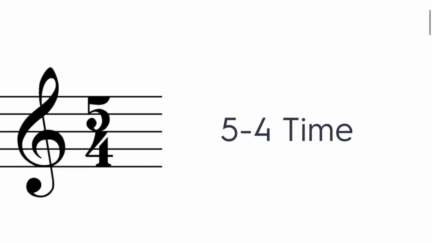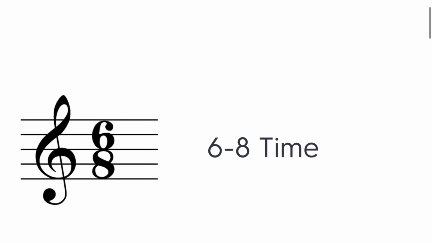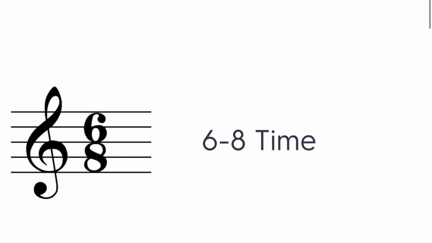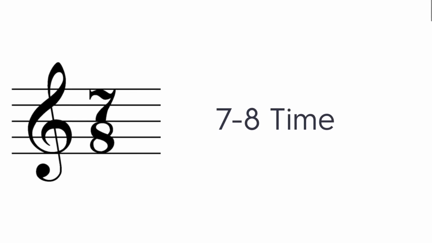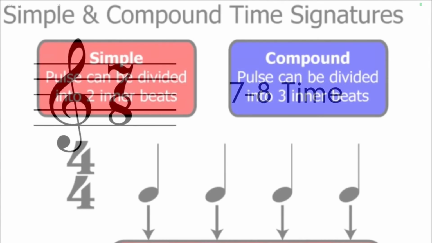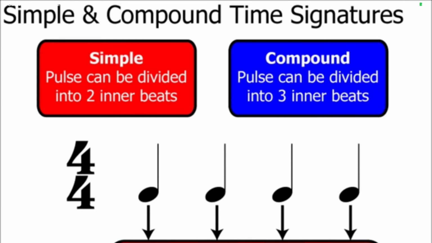5/4 time is still simple and has 5 quarter notes per measure. 6/8 is compound and has 6 eighth notes per measure. 7/8 is also compound and has 7 eighth notes per measure. A way to find out if something is simple or compound is to look at whether it can be divided into 2 inner beats for simple, or 3 inner beats for compound.